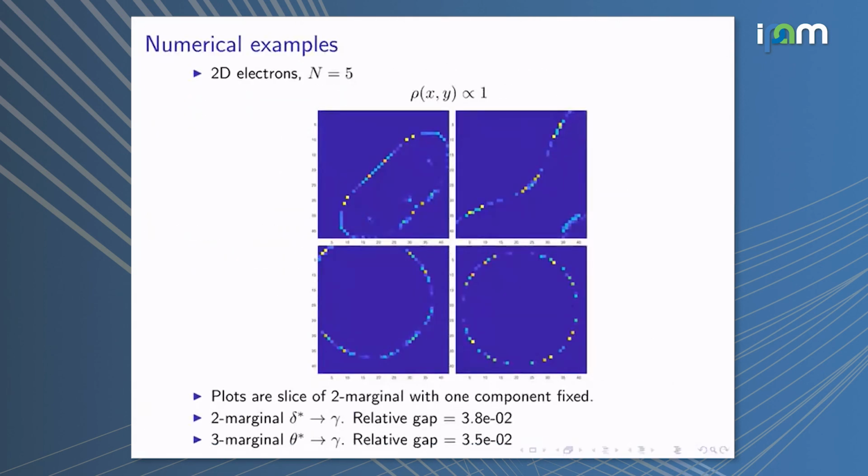Now, this is a 2D example, which is a little bit harder. This tells you that if I have a uniform density, what would my gamma look like? Here, I just showed you the case where I fix one electron and show you where the other 4 electrons are going to be. They're actually quite spread out.